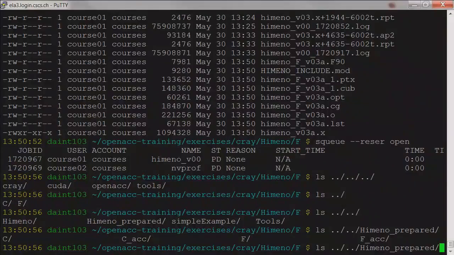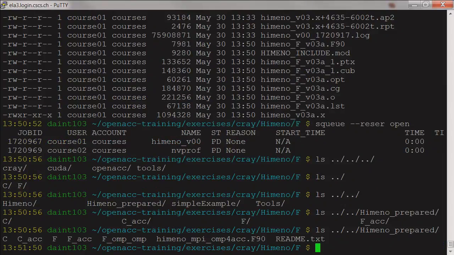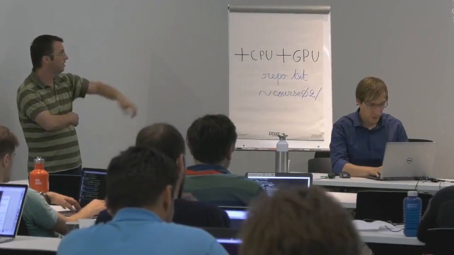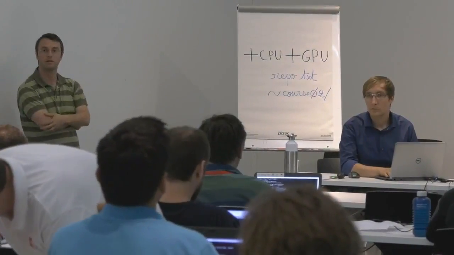Okay, my screen is not large enough. There's the OpenACC training exercises Cray, and we now worked in Himeno, but there's also the Himeno prepared. There is also the OpenACC version. There's also an OpenMP host version, a thread parallelized version, and then there's also a version with MPI. That should be in master, yes. Instead of Himeno, it's Himeno prepared.